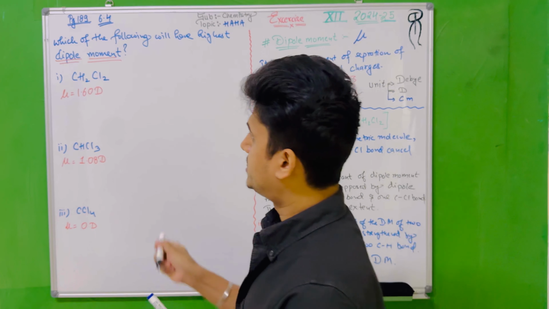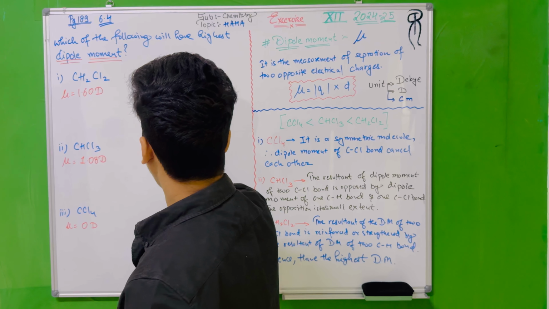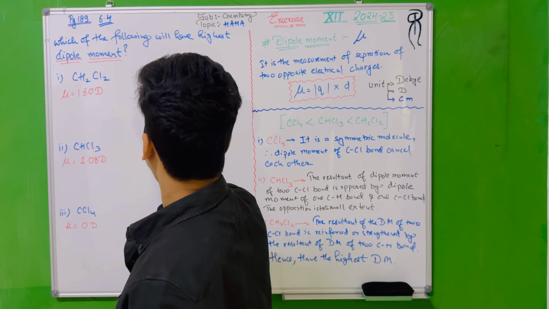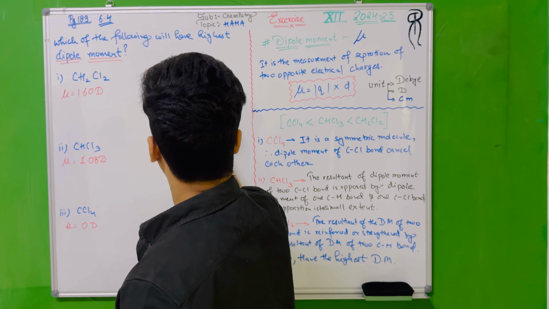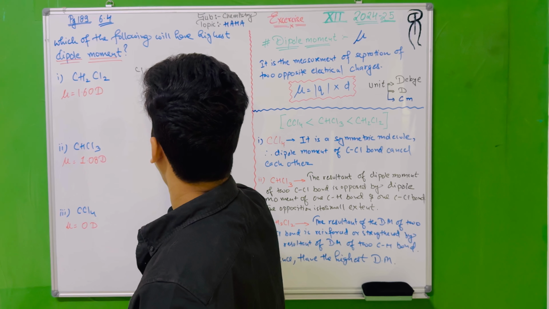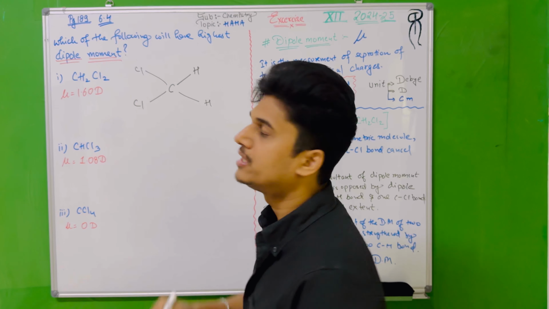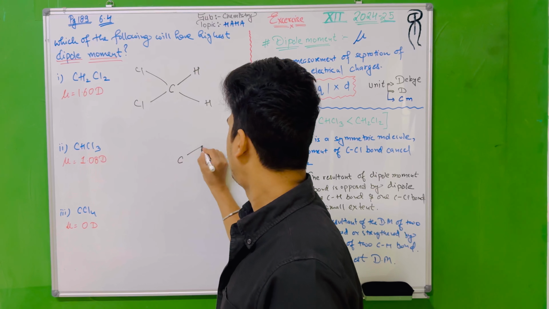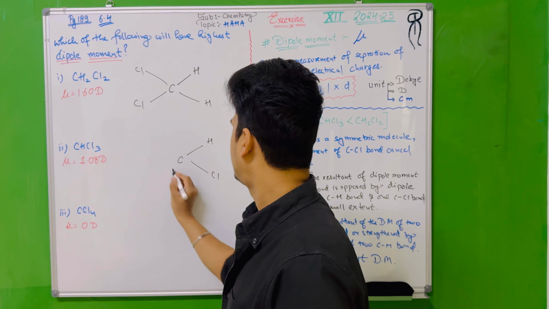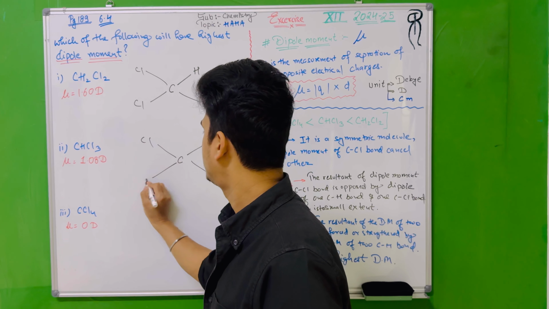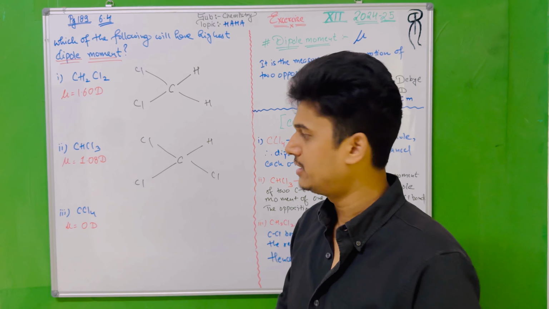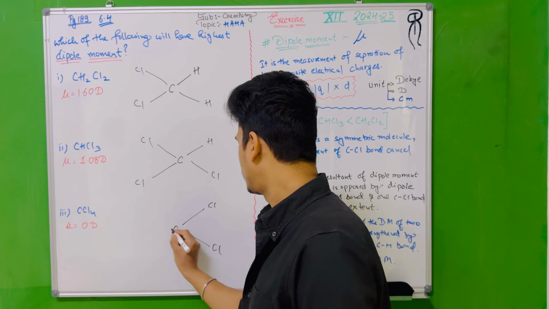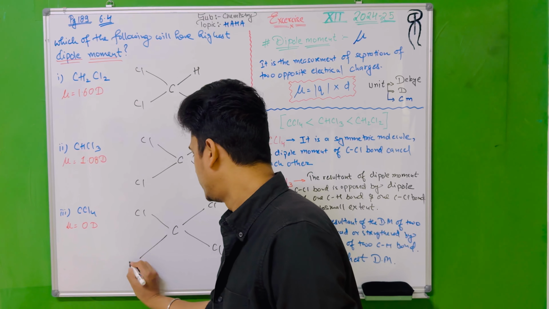Okay, CH2Cl2, so one carbon here, two hydrogens, let me put it in this way, and two chlorine. So this is your CH2Cl2, correct? Next, CHCl3, one hydrogen here, and three chlorine. This is your CHCl3, and the last one is CCl4, so all four sides chlorine.